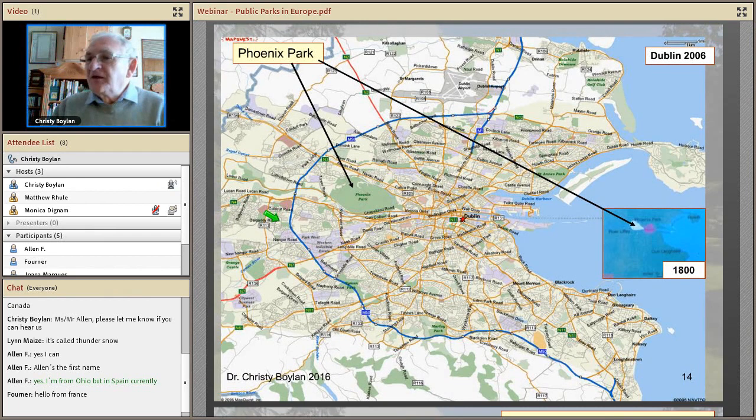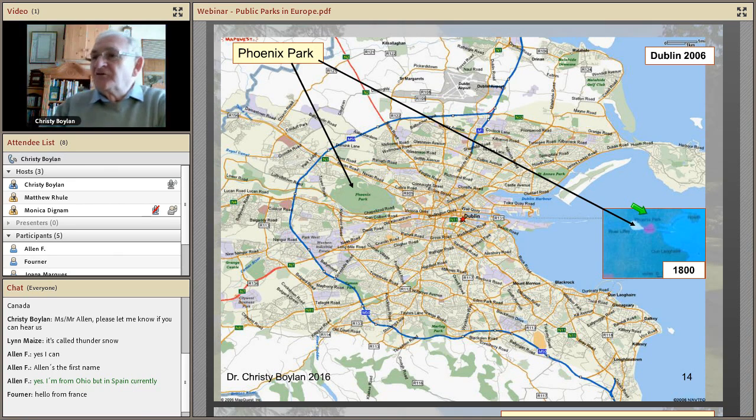Then this is an image of a guy called Decimus Burton, who was an architect and employed by the Crown in England, and he made a huge impact on the Phoenix Park. It's he who made many of the design changes in there. And it's only 3 kilometers from the city centre, and we'll show you another image later to give you the idea of that. In fact, here it is.